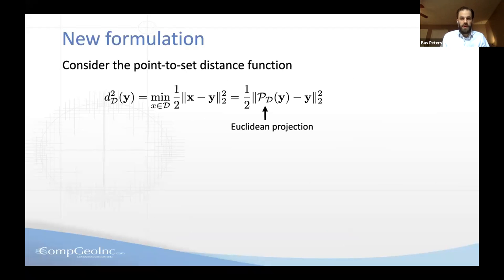So what I came up with to deal with this issue is to use the point to set distance function. Given a point y, you want to find the point x that's closest, but in the set D. And the way to proceed for this problem is to rewrite this using the projection operator, Euclidean projection onto the set D, which this expression will be zero if you're in the set and non-zero if you're outside of that set. So that's a known tool, but as far as I know, it hasn't been used in combination with neural networks or regularization of neural networks.